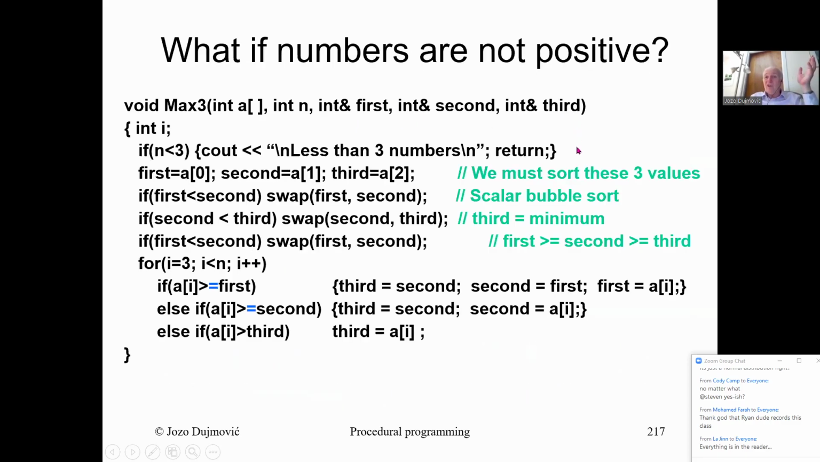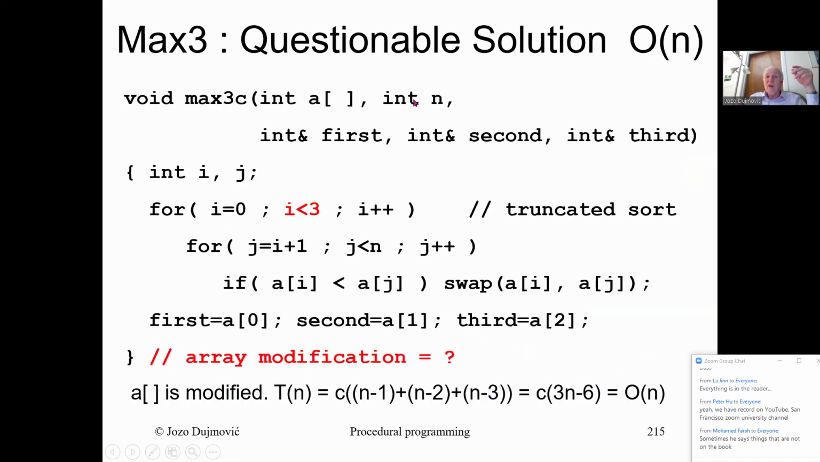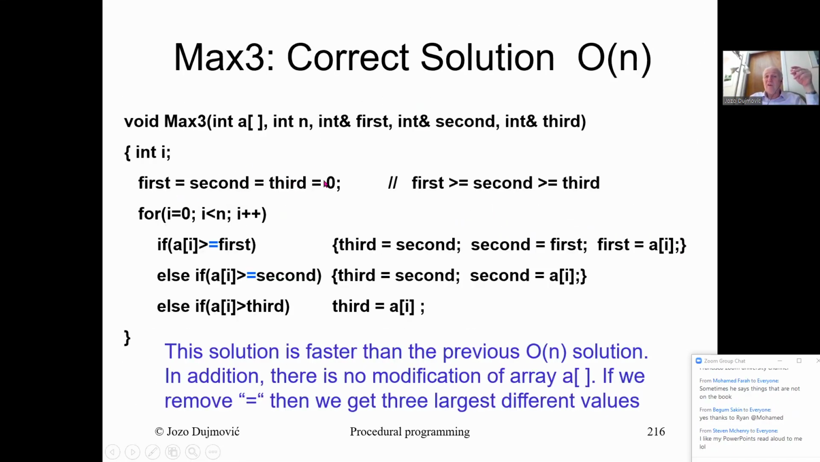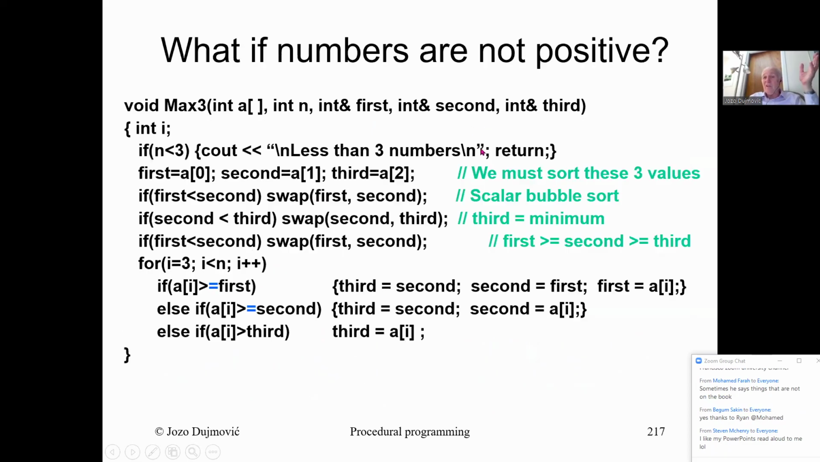You can ask the question, well, what happens if numbers are not positive? If they are such that I cannot put at the beginning first, second, third as zero, well, in that case, I have a little more complications. I have to put the first three components in first, second, third. So put A of 0, 1, and 2. And then you sort these three components. So this is scalar sort. Scalar sort is always done with bubble sort.